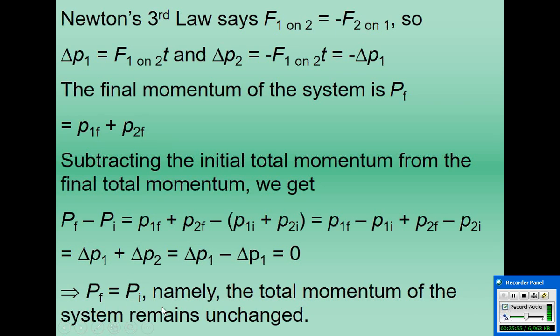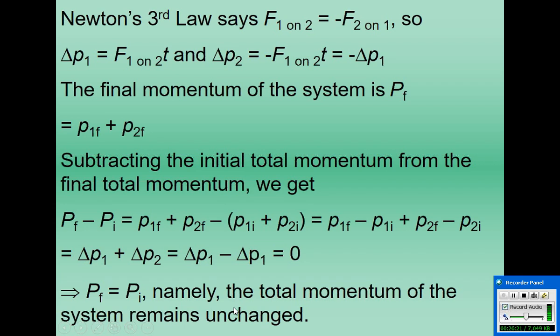But the conclusion is important. The final momentum of the system equals the initial momentum of the system. I derived this formula assuming the masses stay constant. But even if the masses don't stay constant, if object 1 transfers mass to object 2, for instance, this concept still holds. The final momentum of the system equals the initial momentum of the system.